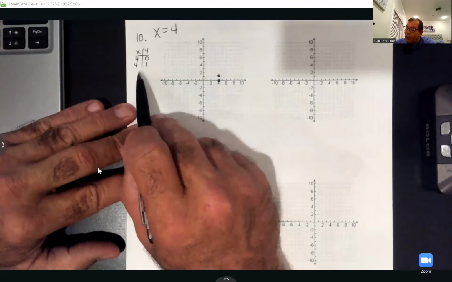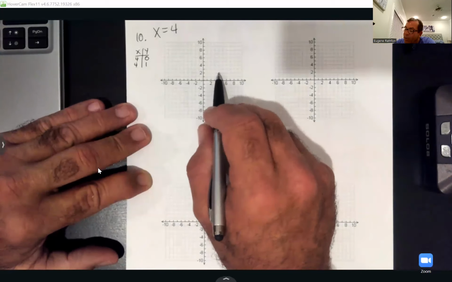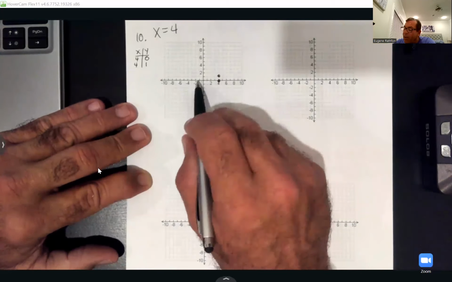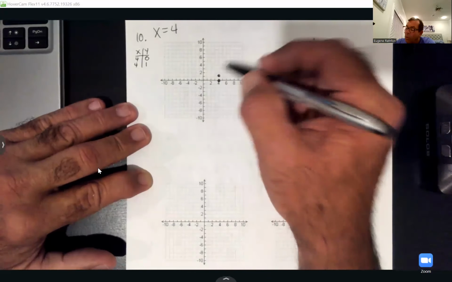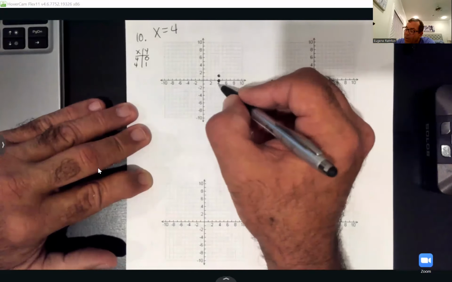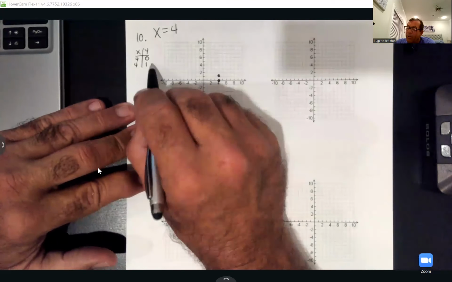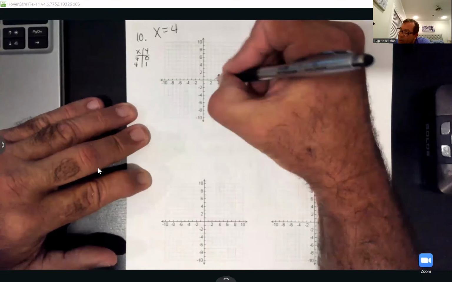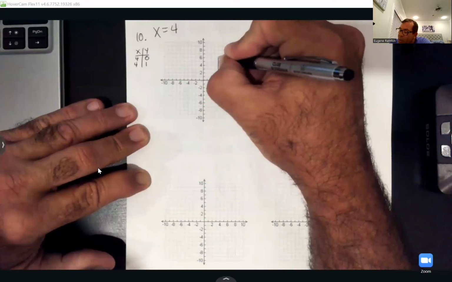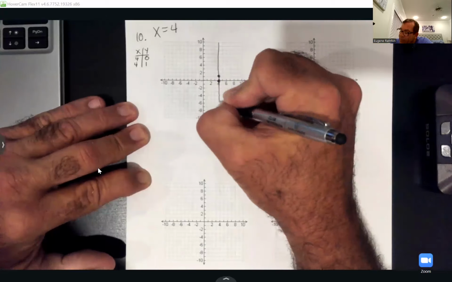So you could have picked 2. You would have went right 4 and up 2, right 4 and up 3. Any point you pick has had that x value of 4. You could have went 4 and -1, 4, -2. So notice, it don't matter what we pick for the y values. So remember, this is going straight up and down.